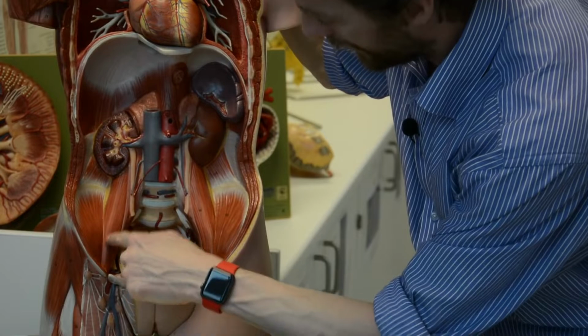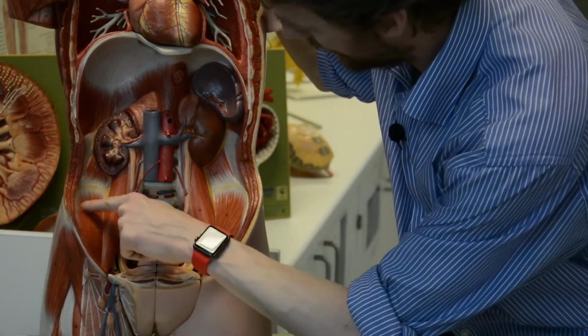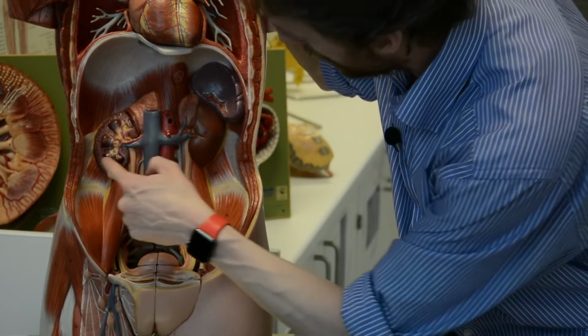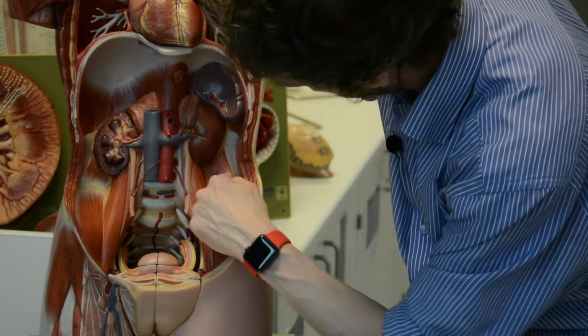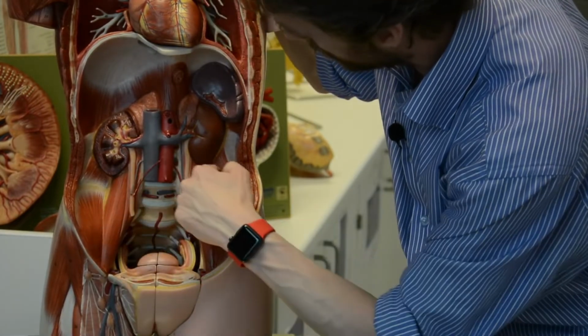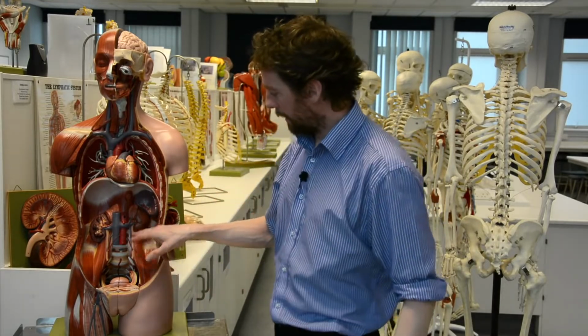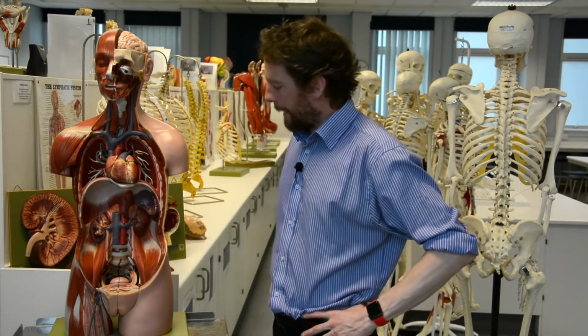So this muscle here is psoas major, here's iliacus, they come together to form iliopsoas, and here, you see these fibres here? These are quadratus lumborum. So iliopsoas is a major hip flexor, and quadratus lumborum will give lateral flexion of the spine. So the 2 kidneys are sat on top of those 2 muscles there, iliopsoas and quadratus lumborum.